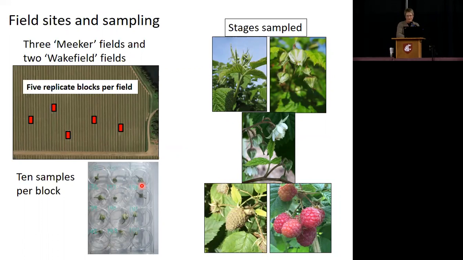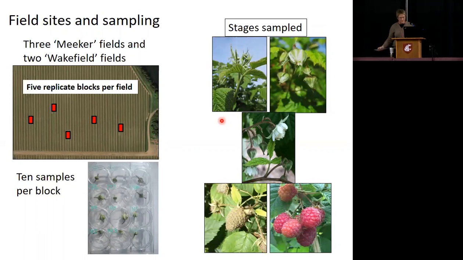So the stages that we sampled were bud break, when the floral buds just emerge, then also pre-bloom, so you start to get some white on the petals, but the flowers aren't open yet, full bloom, green fruit, and then ripe fruit. And these are commercial fields, so these first two samples were not exposed to fungicides. Sprays started right after that pre-bloom stage.